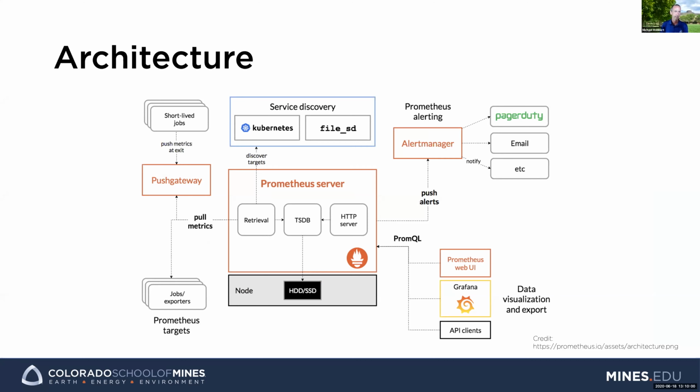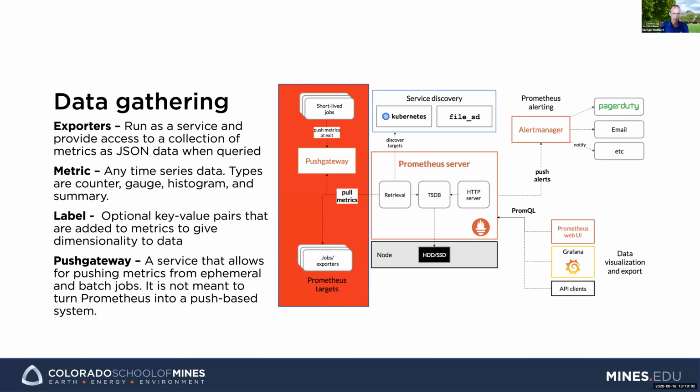So starting on the left, data gathering. Exporters is a term that Prometheus uses. Exporters are separate from Prometheus, but they are integral in actually collecting the metrics, and they run as a service, usually on the nodes where you're collecting the metrics, and then they just expose those on a TCP port so that Prometheus can pull them in.